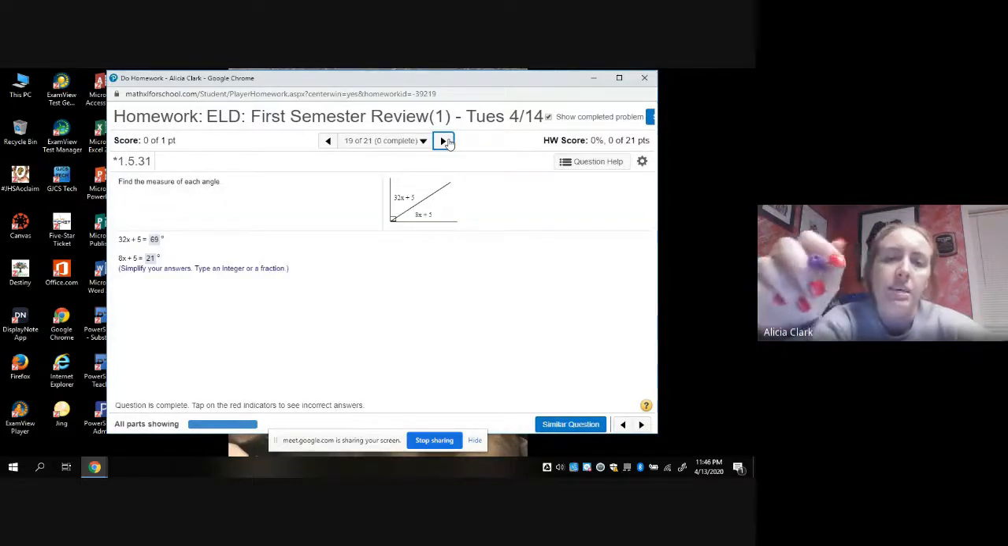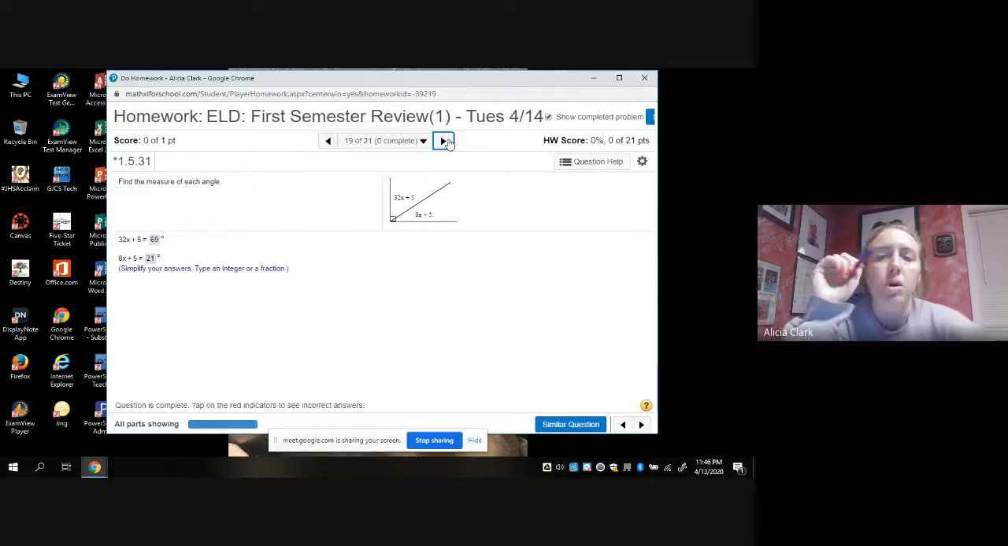Now, this one's the same idea, except this one is made up of a 90-degree angle. Each one of these parts, if I add those together, their total is 90 degrees. So if I take 32x plus 5 and add 8x plus 5, it's equal to 90. So this plus this equals 90 degrees. Solve that for x and then sub it back in to figure out each one of these measures. When you're done, you can check those because they should equal 90.